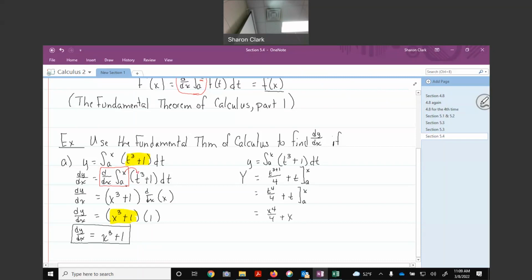Yeah, it's from a to x. But we do upper minus lower, so x is first. You say it from bottom to top, but you work it from top to bottom. Minus a to the 4th over 4 plus a. Okay, so that would be my function.